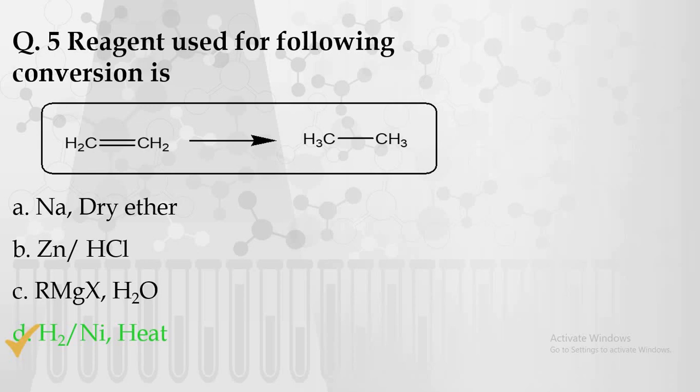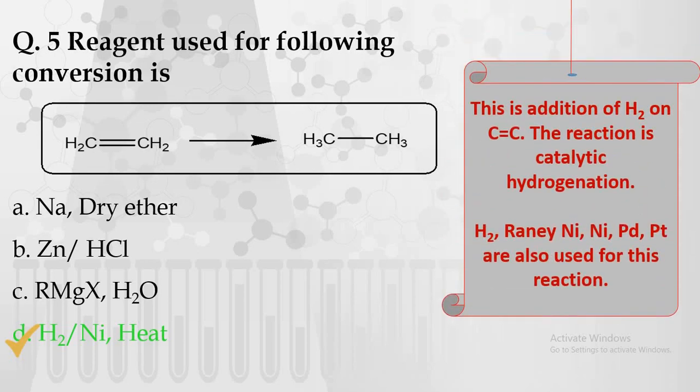This is catalytic reduction and the addition of hydrogen across the carbon-carbon double bond takes place, and the reaction is also called catalytic hydrogenation. For this reaction, Raney nickel, nickel, palladium, platinum are also used as a catalyst.